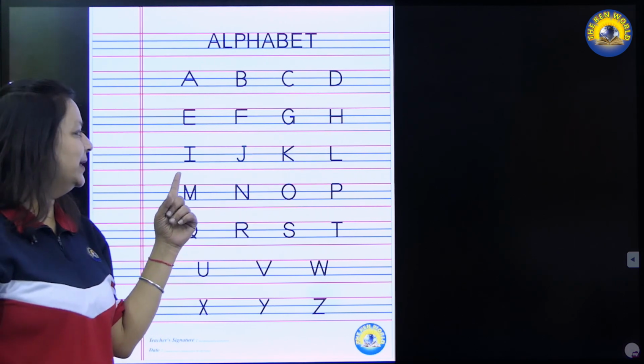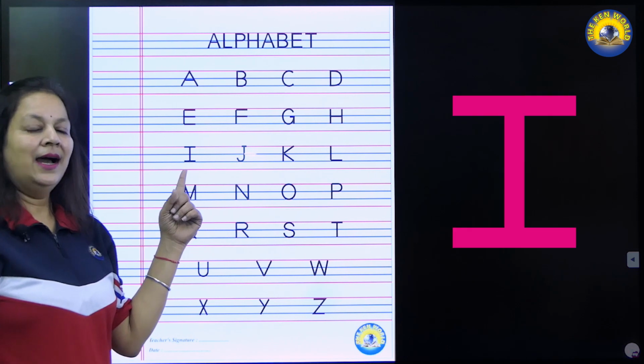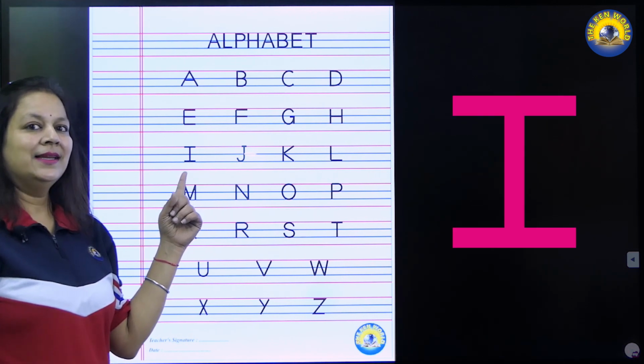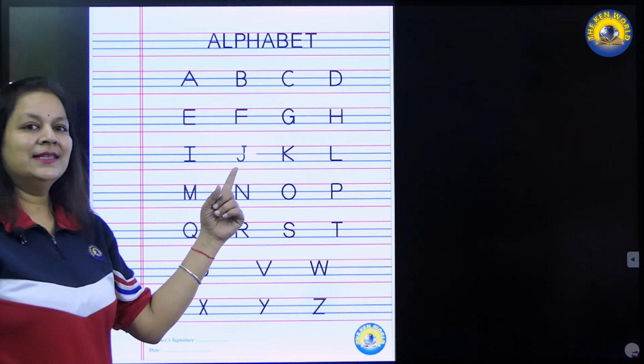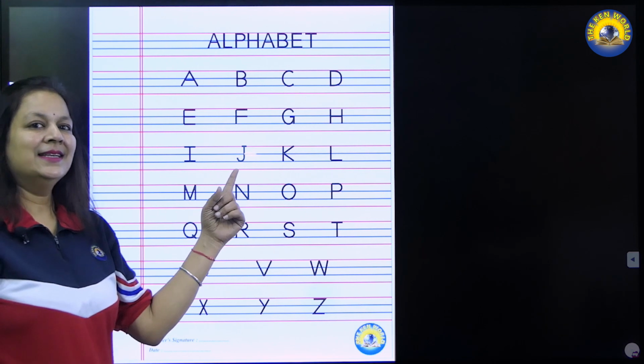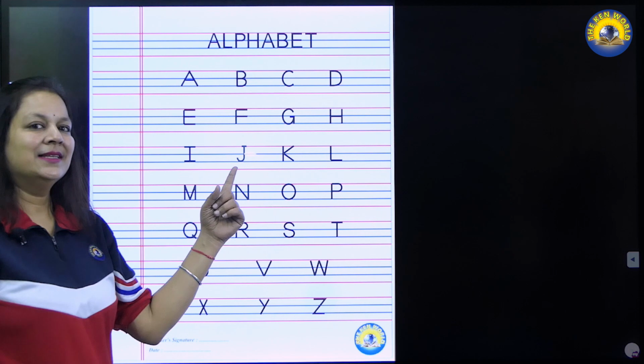Let's proceed to our next letter. That is I. I says I. After I, it's J. J says J. J says J.